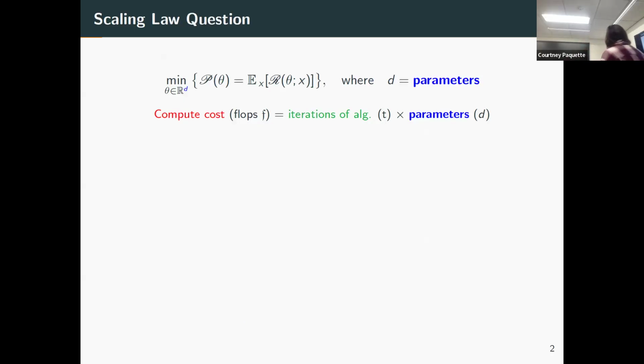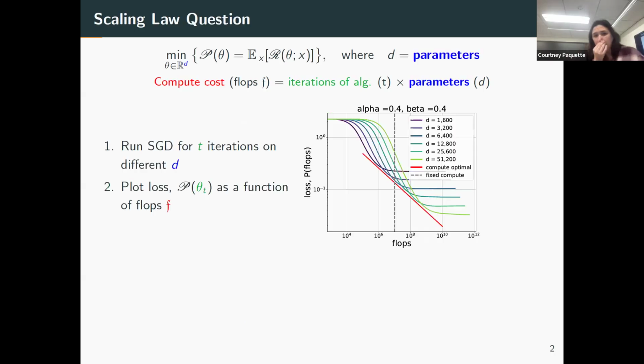All right, so how do we do the scaling question? Let's mathematically formulate it. Here we're just minimizing some loss. I'm going to let D be the number of parameters, and I'm going to let compute, which I'm going to measure in flops, be iterations times number of parameters. This is a fake computation, but let's go with this for right now.